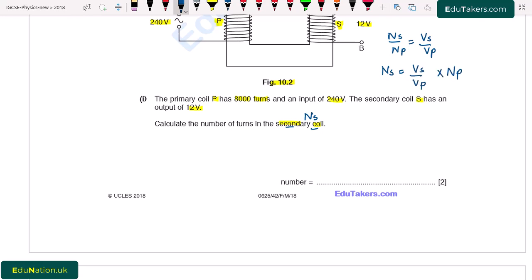So Vs, that is the voltage of the secondary, that is the output voltage, is given as 12 volt. So it will be equal to 12 divided by the primary voltage, 240, multiplied by the number of turns in the primary, that is equal to 8000. So the number of turns in the secondary comes to be 400. So the number will be equal to 400 turns, that is on the secondary coil.